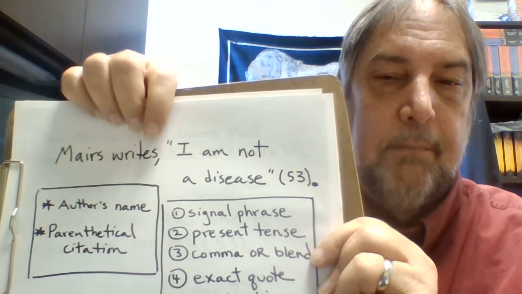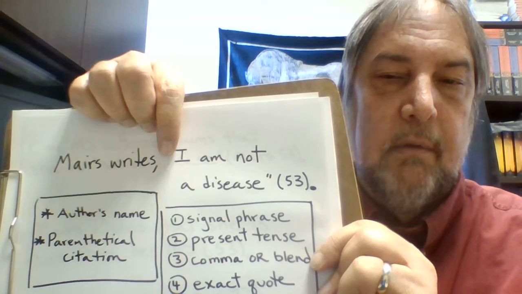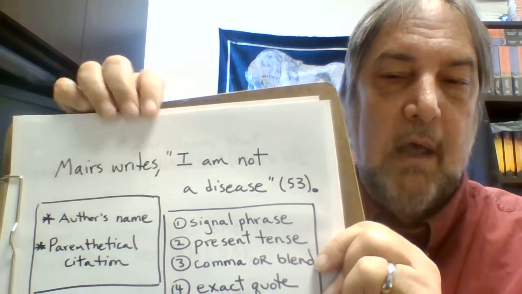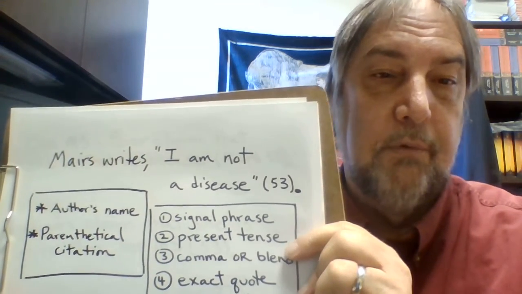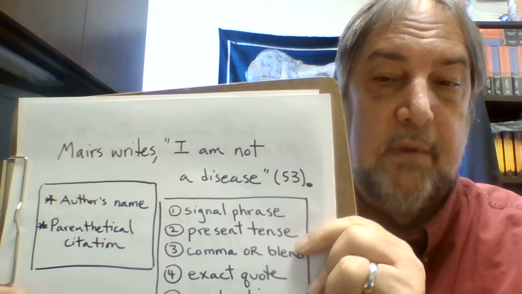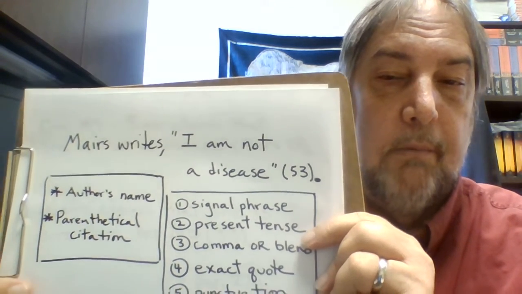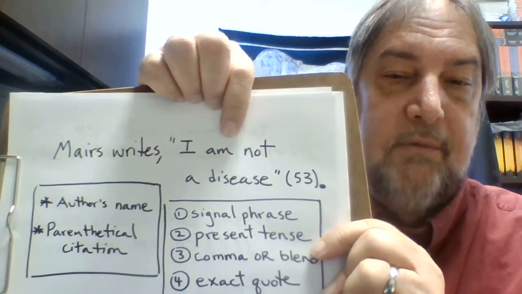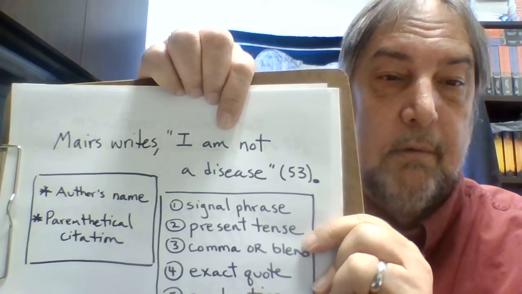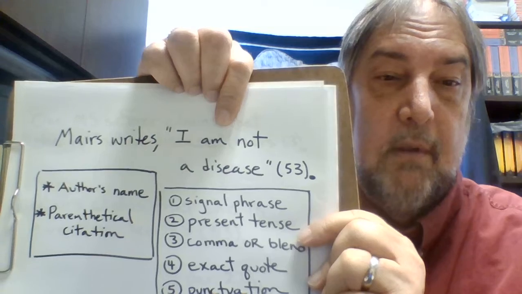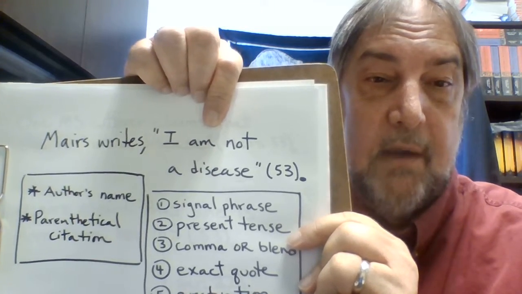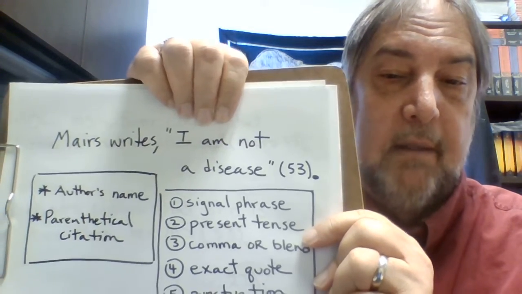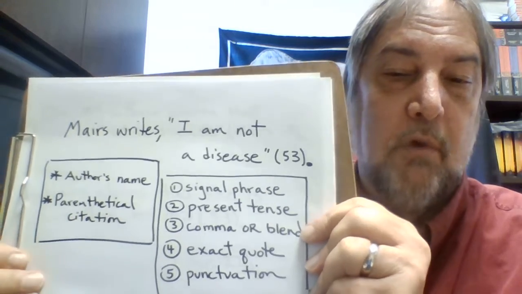Number 3, we need a comma if a complete standalone sentence is being introduced. So this is an introductory comma here. This is similar to dialogue in novels. You will see this done. You need this or it needs to be blended into the grammar of the student sentence. So if it's a phrase or something that's not standalone, then it needs to be blended into the sentence grammatically. So that's a choice. I'll show an example in a minute.